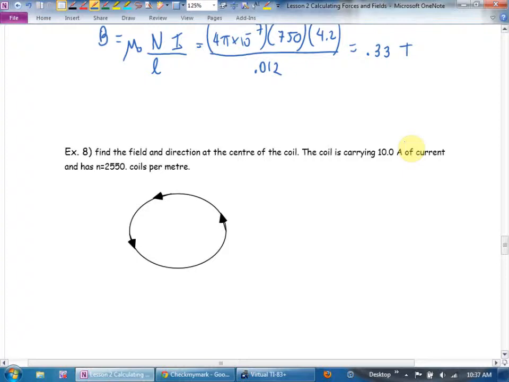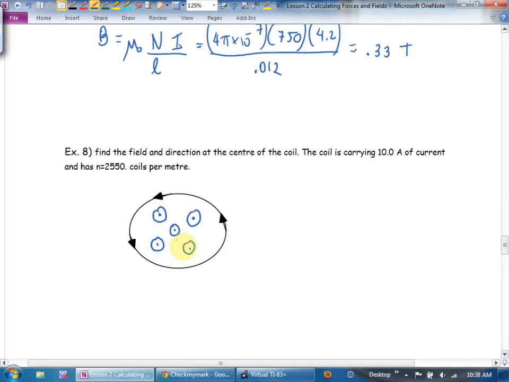I curl my fingers in the direction of the current. Which way is this question telling me the current goes? This way, right? For my particular diagram, this way. Your thumb points in the direction of the magnetic field. Which way is the magnetic field inside this solenoid? I think I'm getting out of the page towards me. So you know what? Let's just do this. Out of the page. Magnetic field is coming out of that. Remember, that's the symbol for out of the page. What was the symbol for into the page?